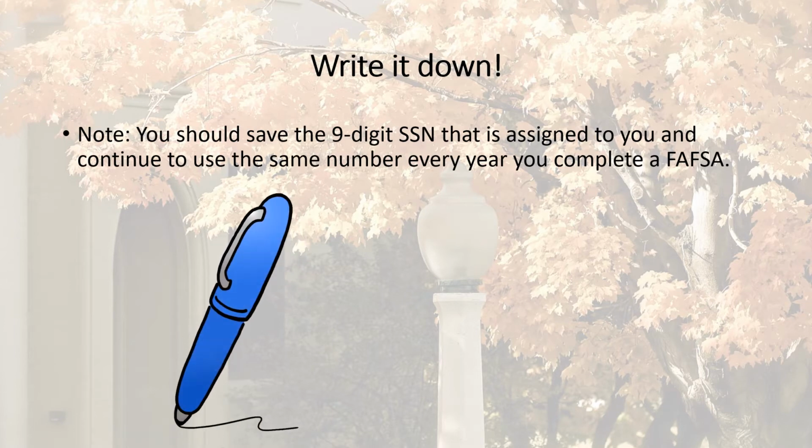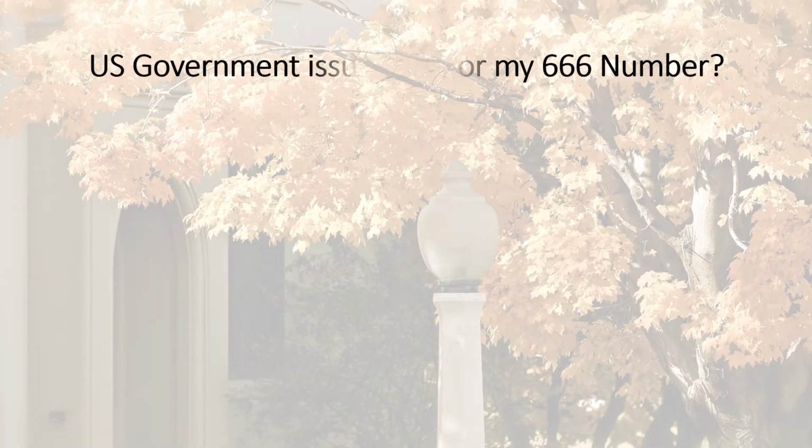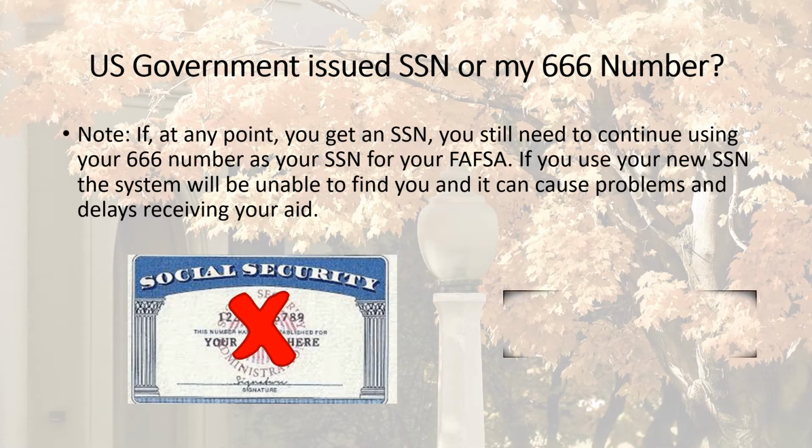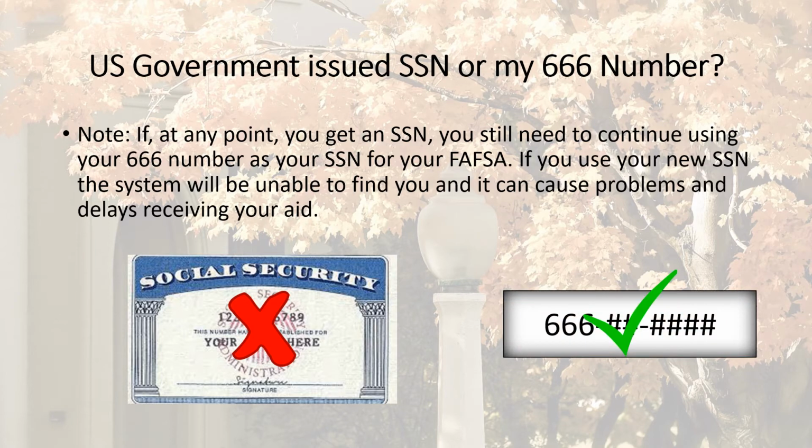What's next? Write it down. You should keep your 9-digit 666 SSN that is assigned to you in a safe place and use the same number every year you complete your FAFSA. If at any point after filling out your initial FAFSA you get an SSN, you will still need to use your 666 number as your SSN when filling out your FAFSA. If you use your new SSN, the system will be unable to find you and it can cause problems and delays in receiving your aid.